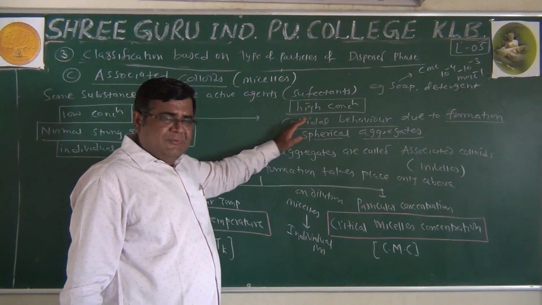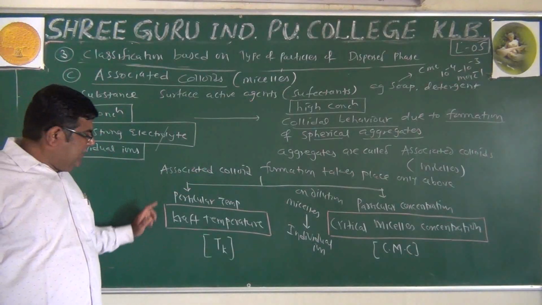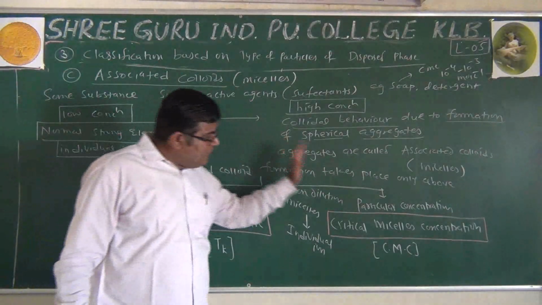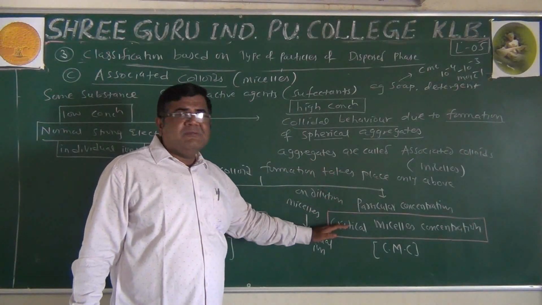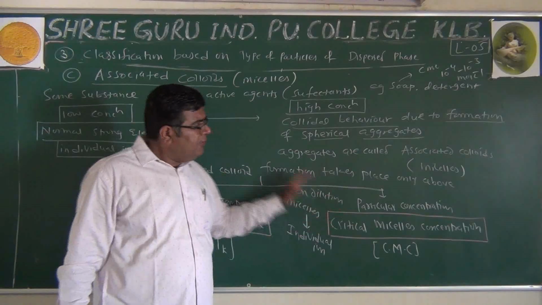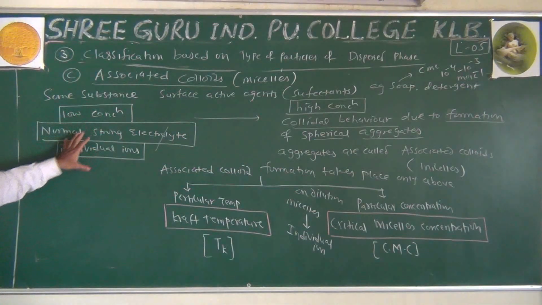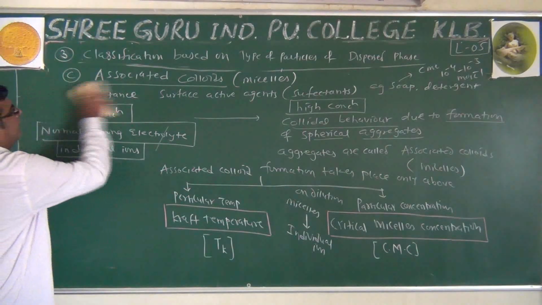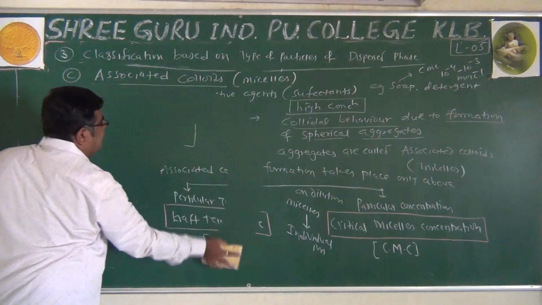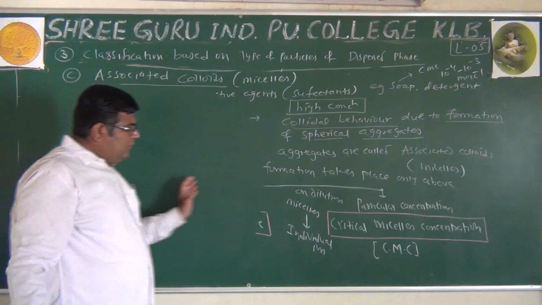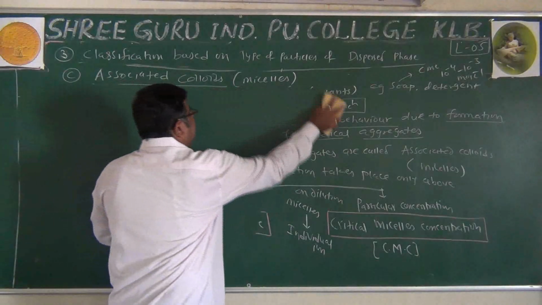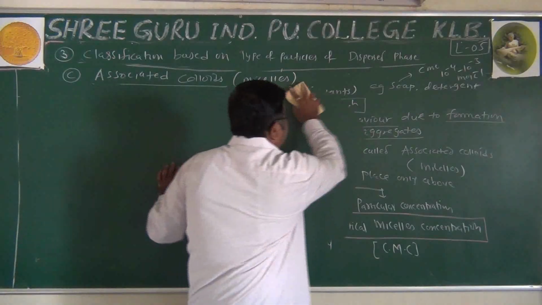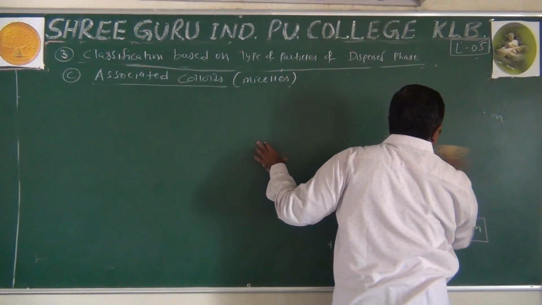What is the condition? Temperature should be particular, called Kraft temperature. Concentration should be particular, called critical micelle concentration. So this is the definition of how they are defined and what are the conditions in which they are formed. Now we'll go into the mechanism, how they are formed. So for the mechanism of this associated colloid formation, I make such tables so that it is easy to remember. Otherwise, if you read the textbook, you may find it difficult.